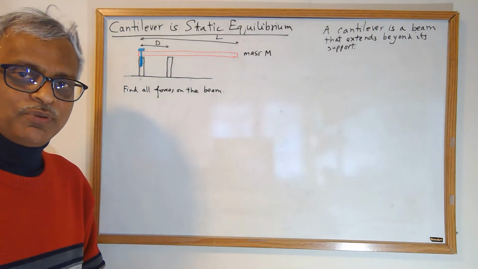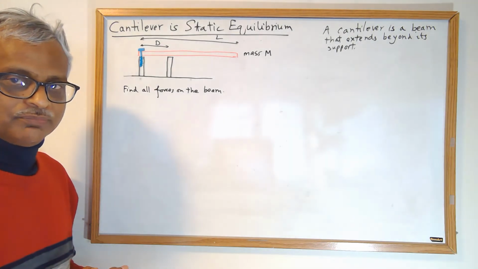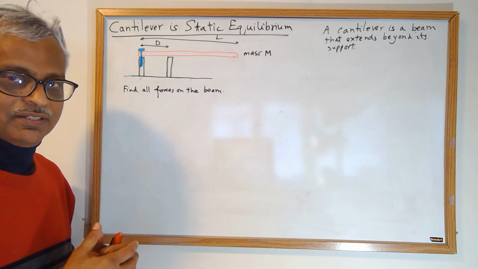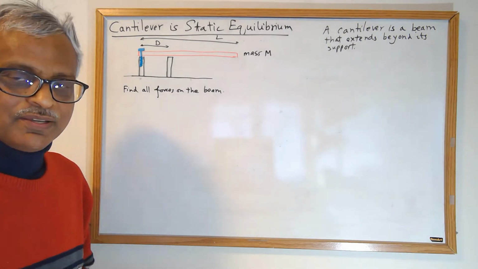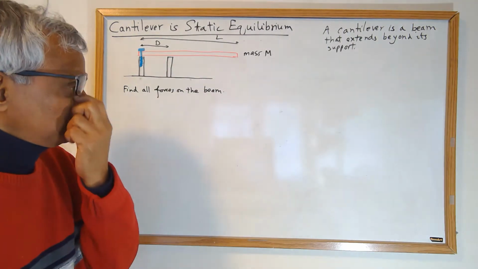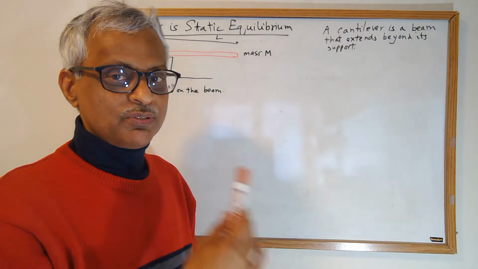Hello, we're going to solve this problem of a cantilever in equilibrium. This is a very famous problem. It appears in many different forms. For instance, if I were to support my arm like this, that would be a cantilever. So what's a cantilever? A cantilever is a beam that extends beyond support.